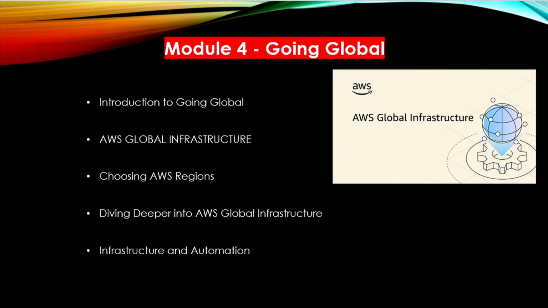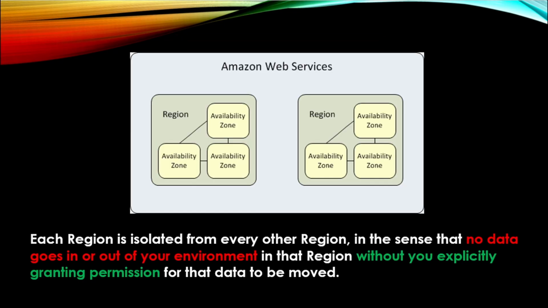Welcome back. One of the best parts about AWS Global Infrastructure is that you have lots of options when it comes to which AWS region or regions you deploy your resources in. Before we talk about what factors into this business decision, I want to touch on an important security aspect of AWS regions. Each region is isolated from every other region in the sense that no data goes in or out of your environment in that region without you explicitly granting permission for that data to be moved. This is a good thing.